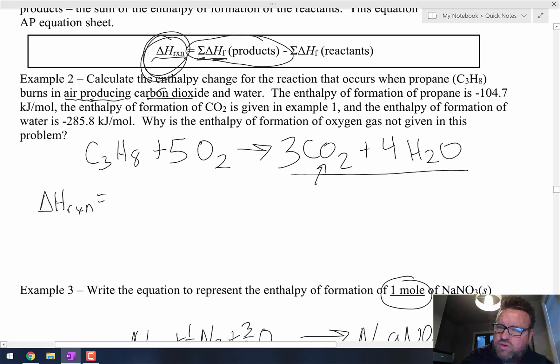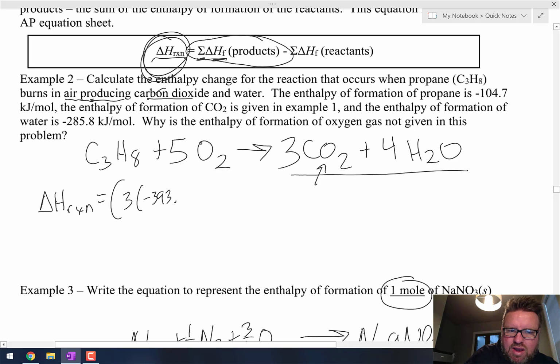How many CO2s do we have? Obviously, we have 3 of them. So we're going to go 3 times negative 393.5 plus, because remember, it's the sum of, and then our other product is H2O. And here they tell us the enthalpy of formation of water is 285.8 kilojoules, again, per mole. That's per 1 mole of water. But again, we have 4 moles, so I'm going to put a 4 there.